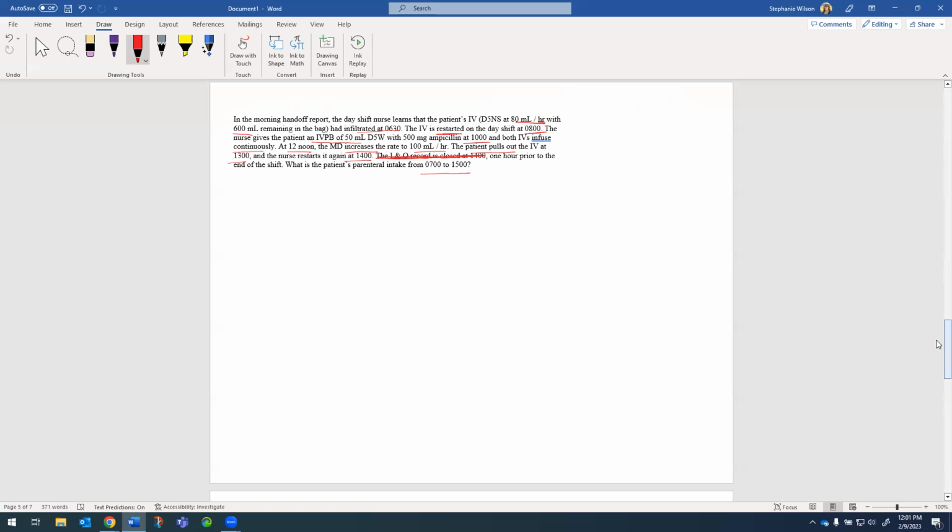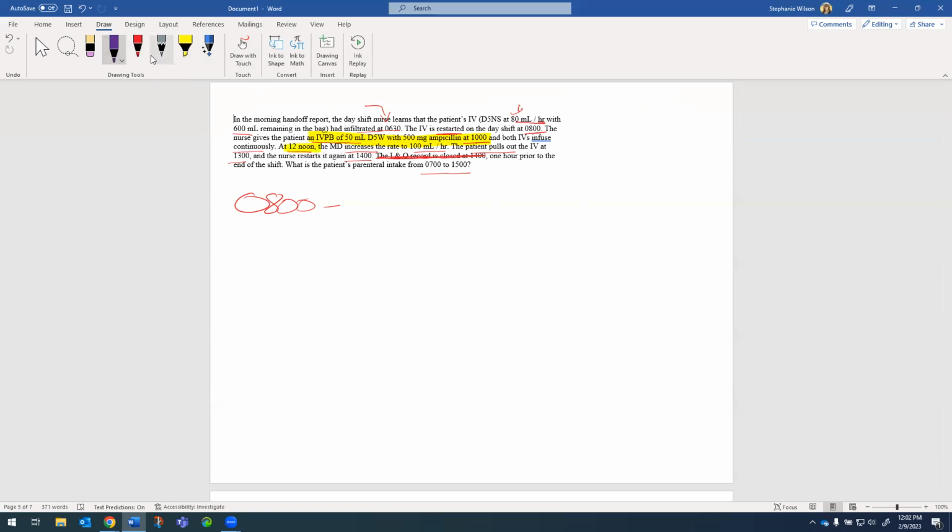So let's go up here and look. It said that they were given this flow rate of 80 milliliters per hour, right? And they said it infiltrated at 0630, but it didn't get restarted till 8 a.m. So 8 a.m. is when we're going to start notating, because from 6:30 to 7, someone else is taking care of that documentation. And it shows from 7 to 8 that the patient wasn't receiving anything. So at 8 o'clock, it started. We'll come back to this IV piggyback in a minute. Let's keep going. It says it was continuous infusion till noon.